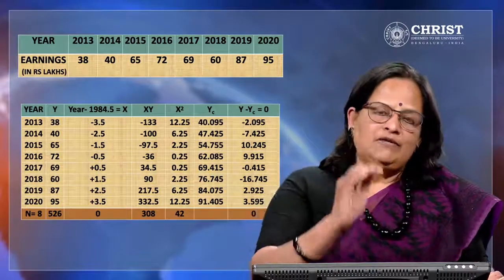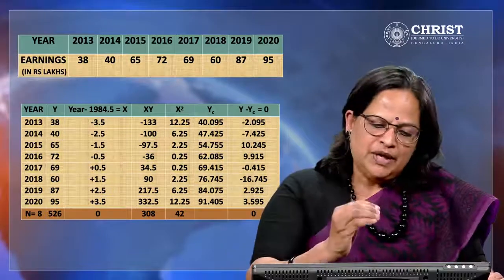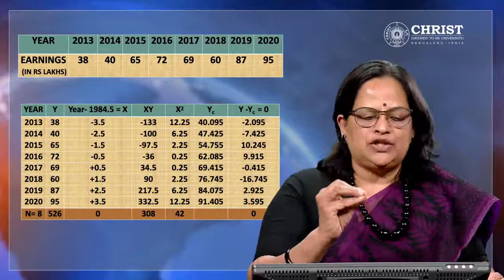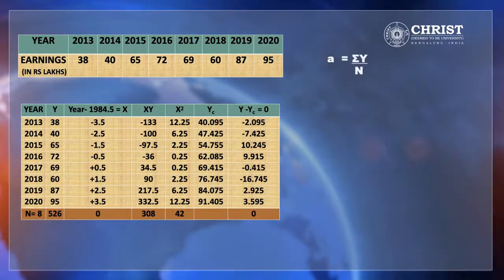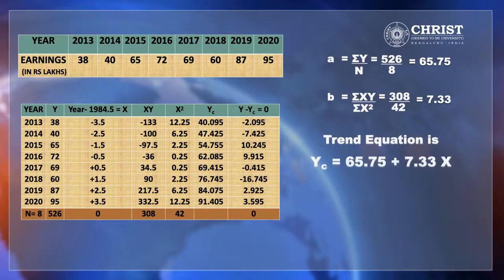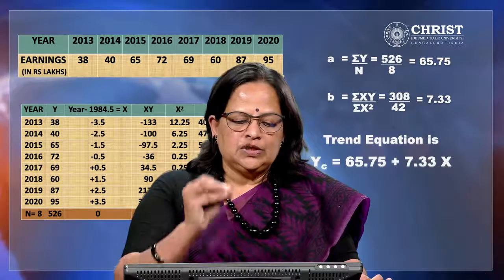Now you have to calculate the values of A and B. These are the two constants you have to calculate for computing the equation. A is equal to sigma y divided by n, that is 526 divided by 8, which gives 65.75. The value of B is sigma xy divided by sigma x square, that is 308 divided by 42. You will get 7.33. So the trend equation is yc is equal to 65.75 plus 7.33x. So that is the equation.